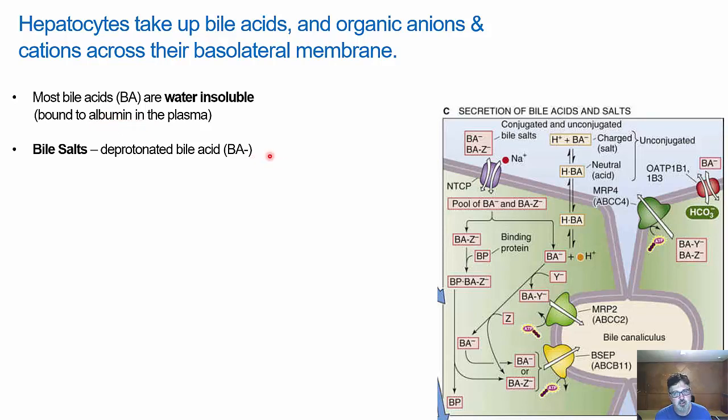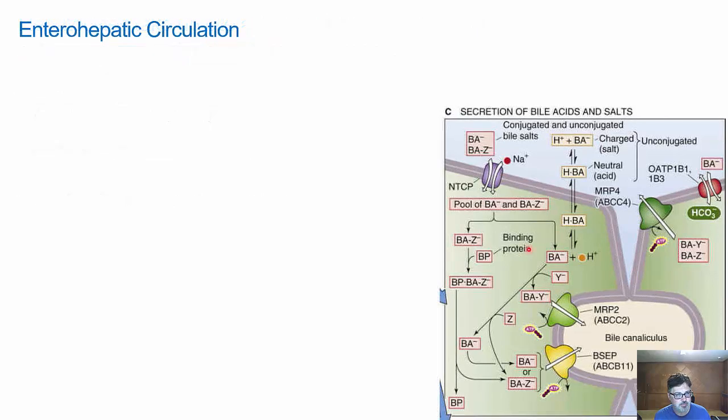Of course, the bile acids, when they lose that proton, they become charged and they'll become a bile salt. And that's going to be more water soluble. Now, both of these guys, the bile acids and the bile salts, do get conjugated. So you're going to have that conjugation step with both the bile acids and the bile salts as they're going through these hepatocytes.